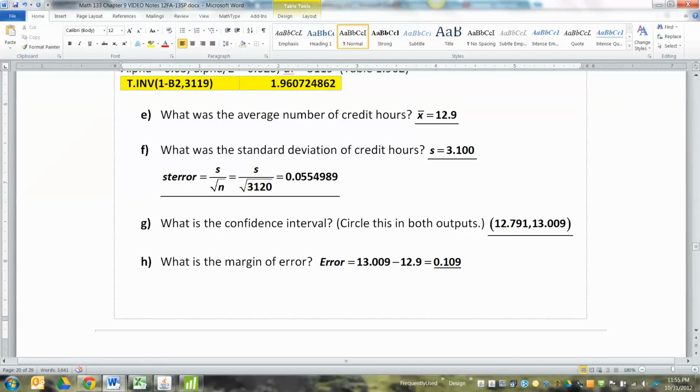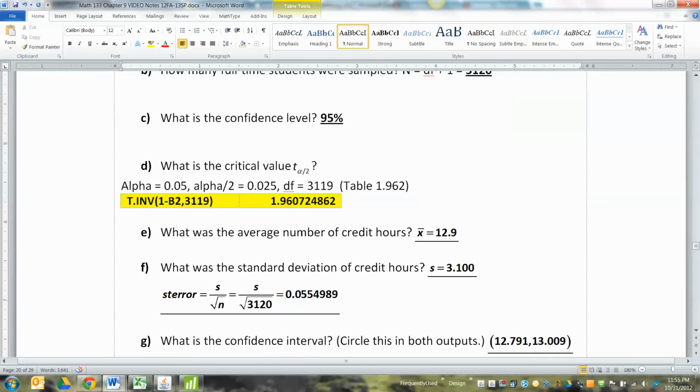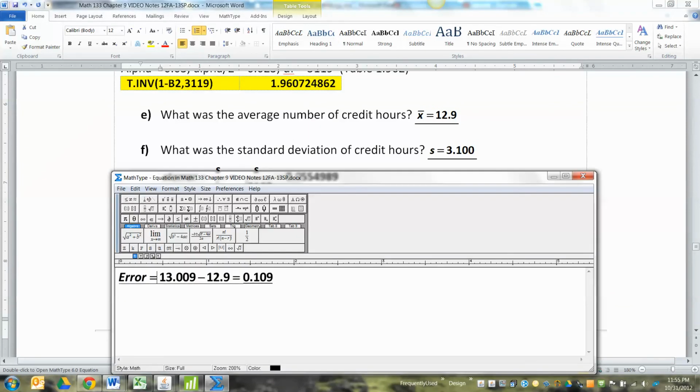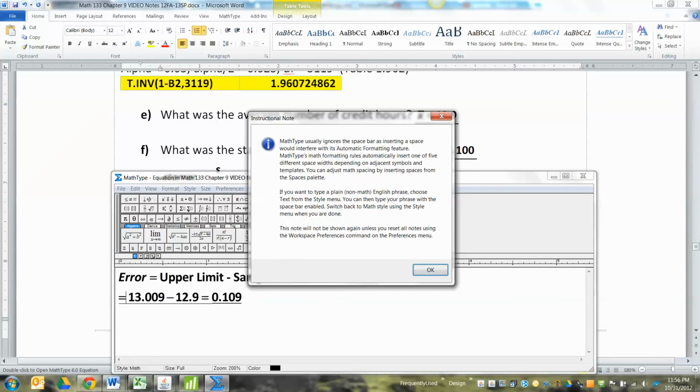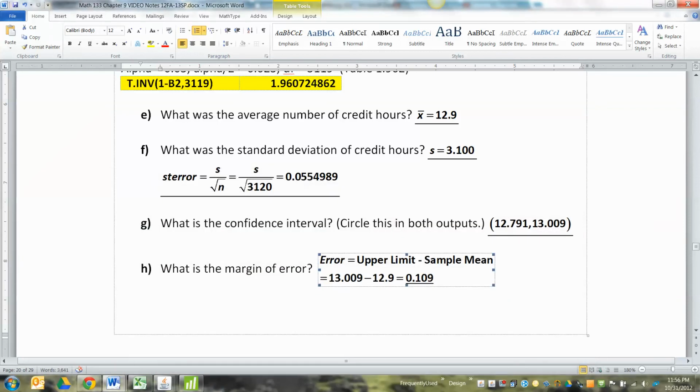Now what's the margin of error? Well, you were given the confidence interval and you were given the sample mean. Remember, these are the lower edge, the upper edge, and then the sample mean's the middle. So to find the error, you take the upper edge. Here, I'll do it right here. So you take the upper limit minus the sample mean, the point estimate, which is equal to 13.009 minus 12.9, which is 0.109.